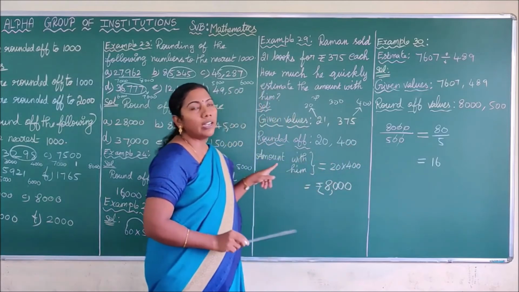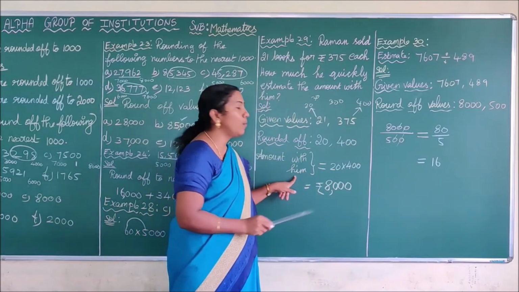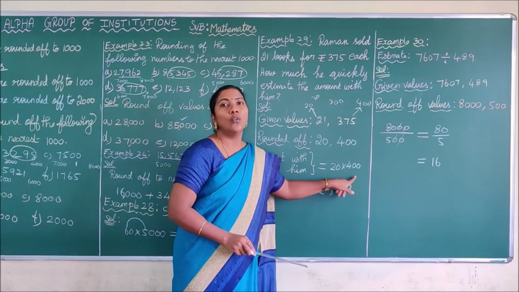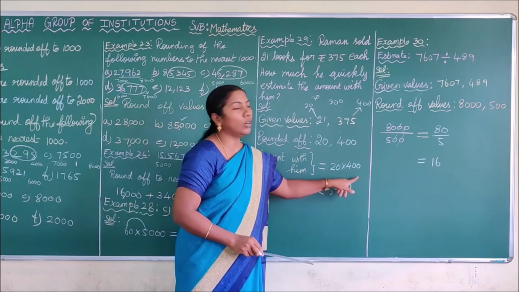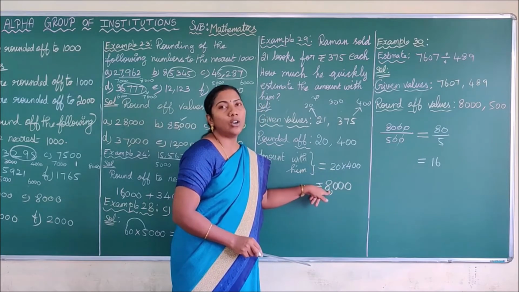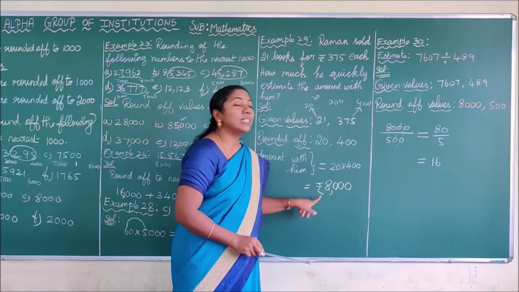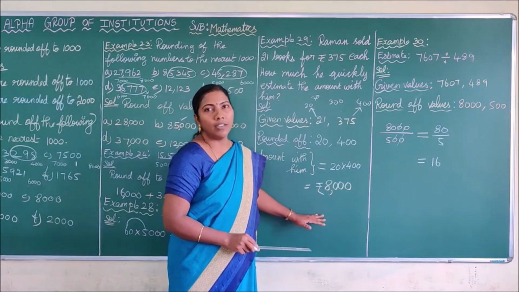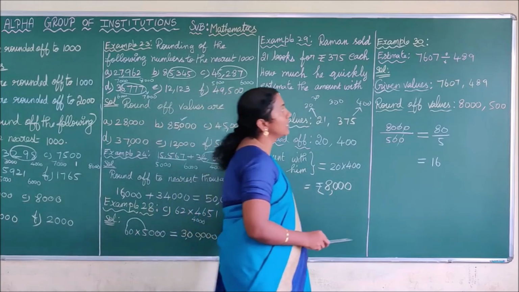In order to calculate the amount with Raman, you have to multiply this estimate value. What are the estimate value? 20 and 400. So multiply 20 with 400. Forget the zeros. 2 4s are 8. How many zeros you have forget? 3 zeros. Add the 3 zeros. Thus amount with Raman is 8,000. This is the approximate value. Okay. See the example 30.